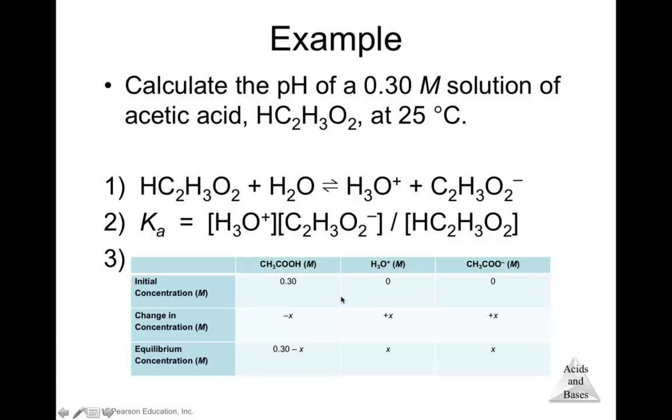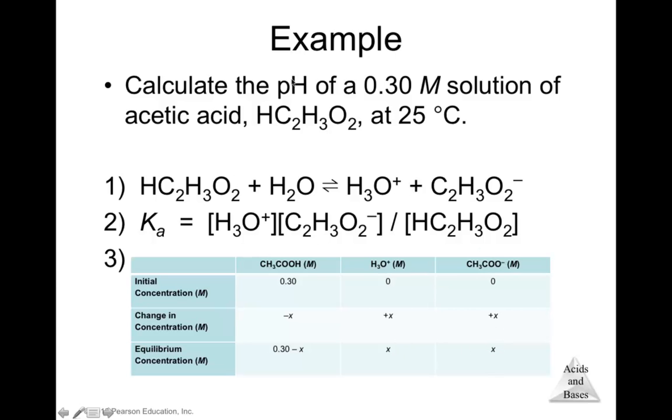So the change for the reactant, the acetic acid, is minus x because you are going to consume this value. And for H3O and acetate, it is going to be plus x. Both of them are products, so you're going to produce both of them. And at equilibrium, that means we're going to have 0.3 minus x, for H3O it's going to be x, and for the acetate it's also going to be x. So the value of x is going to be H3O and the acetate.